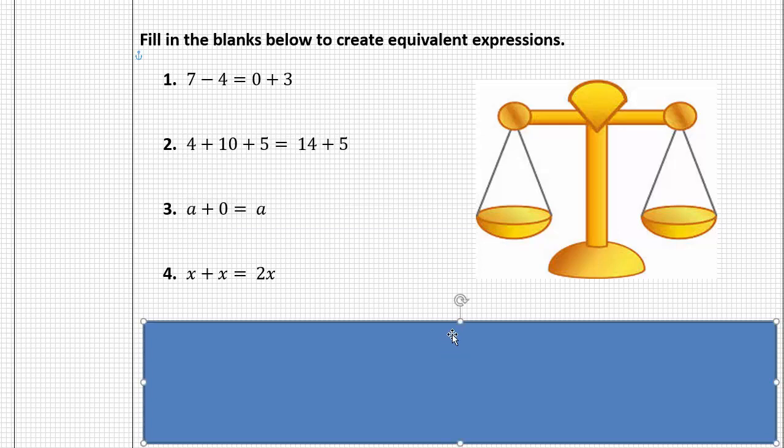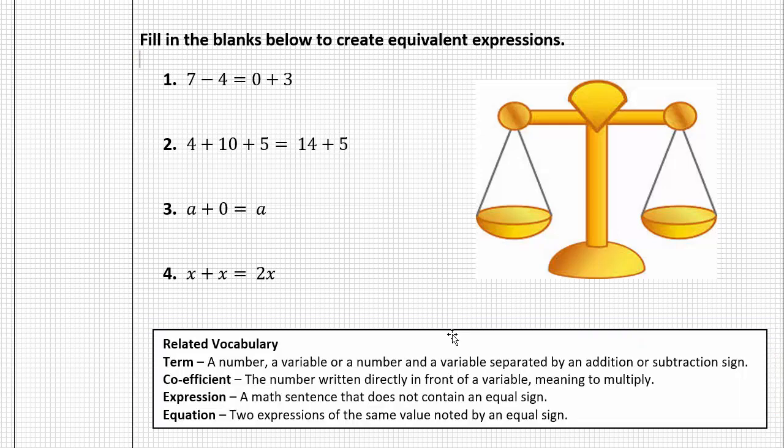I just want to close out the video today by talking about some vocabulary. So I'm just going to read through these, and again, just like having these problems copied down, I want to make sure that you have the related vocabulary copied down in your notes as well.